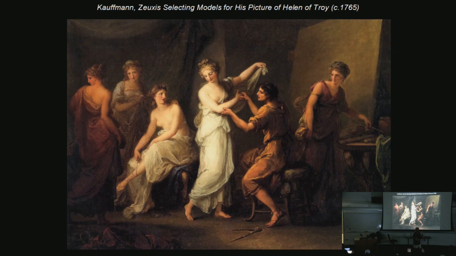Zeuxis is selecting all of these beautiful women, parts of them, so as to create the classical ideal figure. The funny part about this is, you notice that this figure is the odd person out. You probably even notice that this figure is the artist herself. And while Zeuxis is otherwise interested in these figures, she's in here stealing his paintbrushes and his paints.